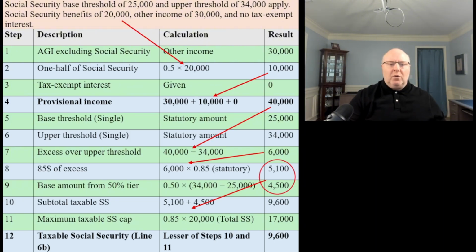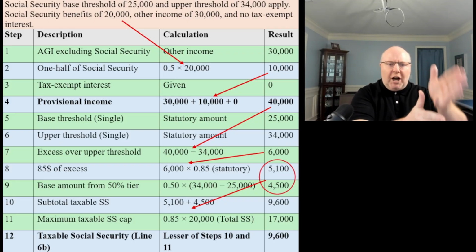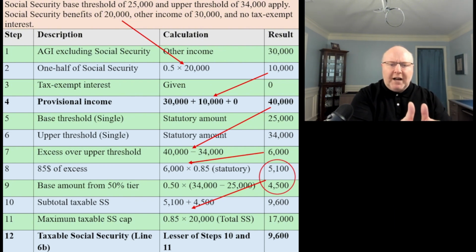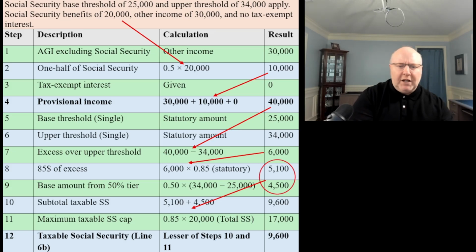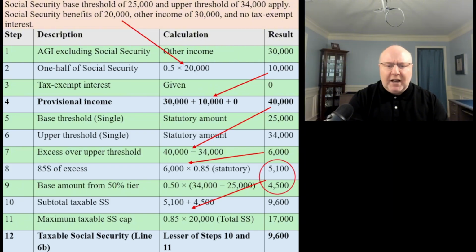So what we need to figure out is how much of it is going to fall within that 85% area. So if we come down here and say, all right, we have $40,000 of provisional income, how much of it exceeds the beginning portion of our upper bracket? Our upper bracket was $34,000, and it's up there in the fact pattern. The upper threshold is $34,000. That hasn't changed since 1993 when that one was added in, actually. So if you take $40,000 minus 34, that gives you $6,000. All right, $6,000 is going to be taxed at 85% statutory.